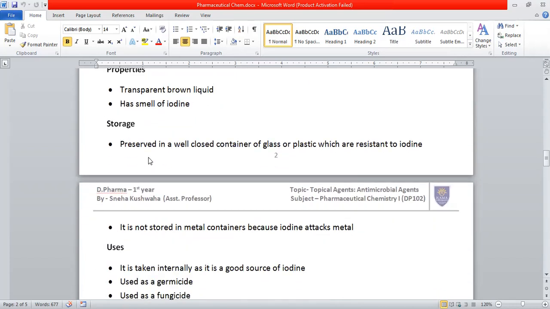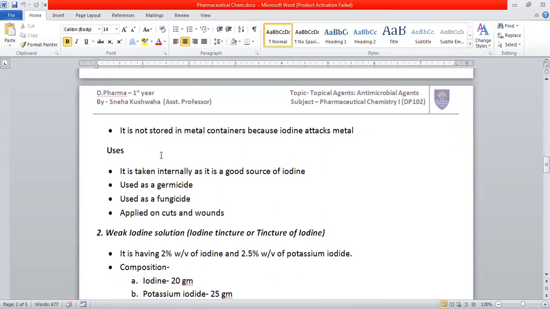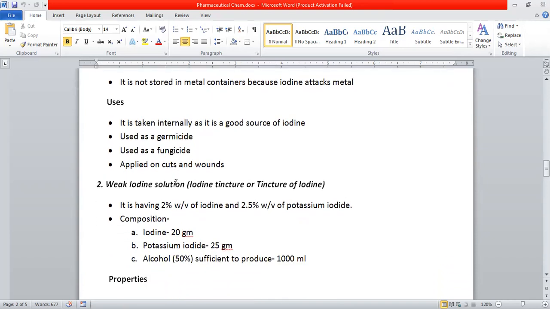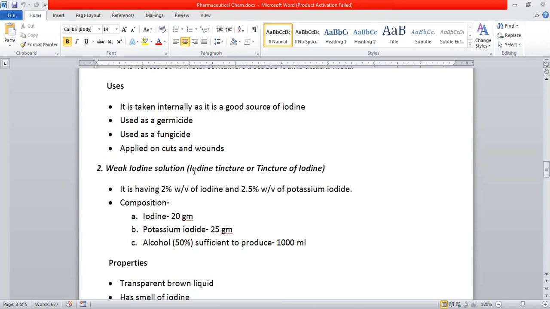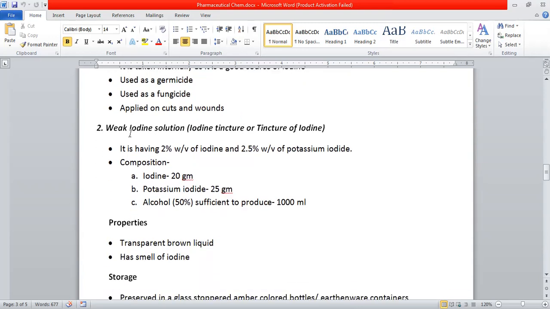If we talk about storage, it is preserved in a well-closed container of plastic or glass, which are resistant to iodine. It is not stored in metal containers because iodine attacks the metal. Now, uses: it is taken internally as it is a good source of iodine. It is used as a germicide, as a fungicide, and it is applied on cuts and wounds. The second solution is weak iodine solution.